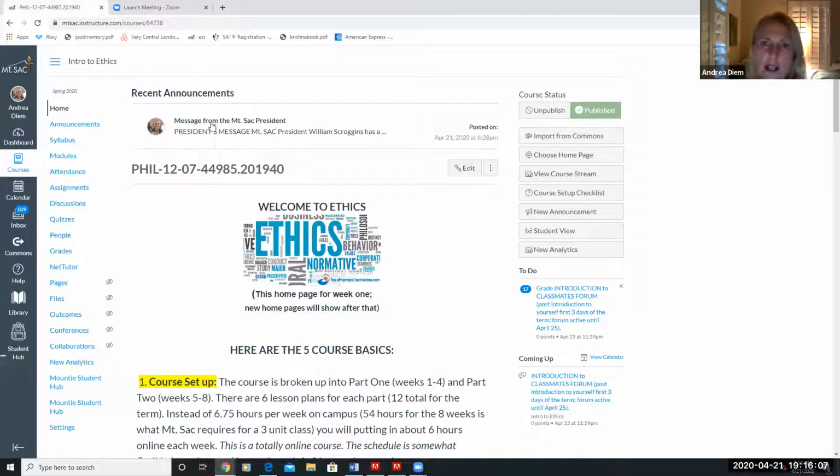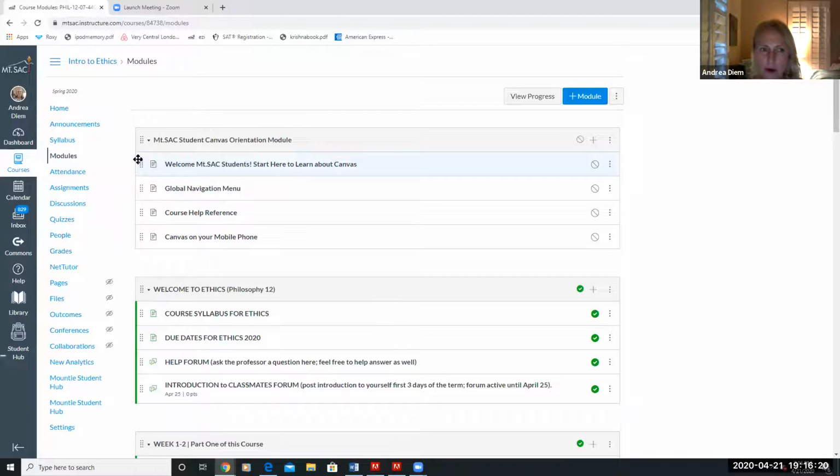It's pretty simple, so let's do the share screen. Let's go to the course right here, and here is the home page. I thought in the orientation I showed you that on the left side you're going to find modules. So make sure you click on the modules. I think most of you have located the course, but modules is where you want to click every time.